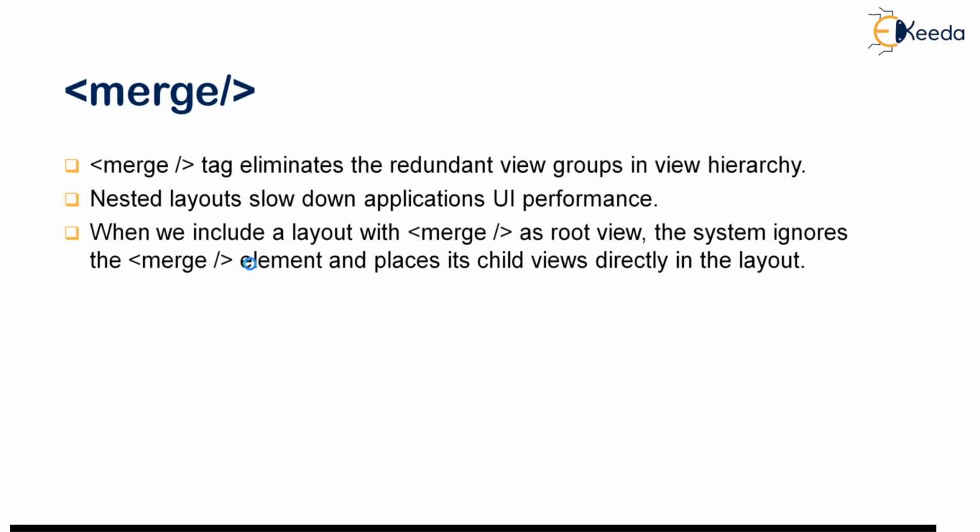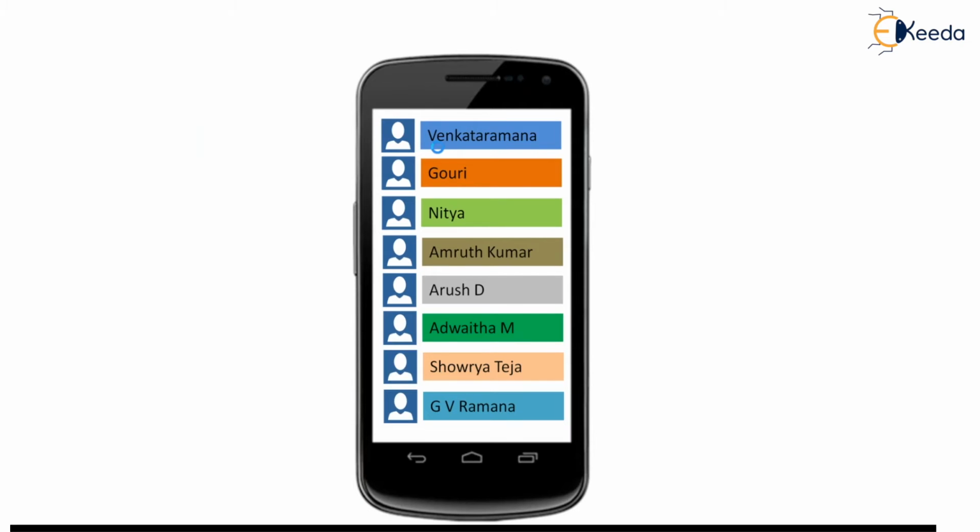So when we include a layout with a merge tag as the root view, the system ignores this merge tag and places the children directly into the layout with the help of the include tag. I'm just going to show a small example here of how we will create a common layout and how it can be reused with the help of the include tag.